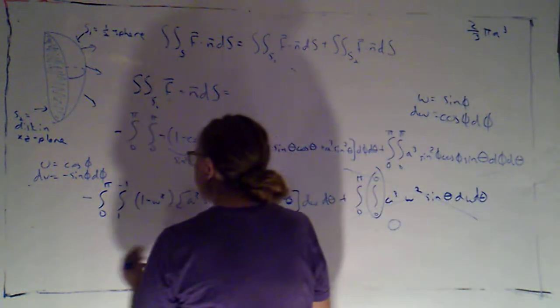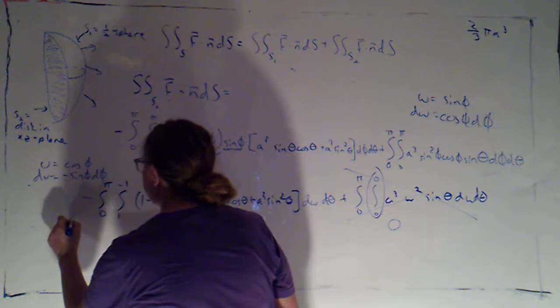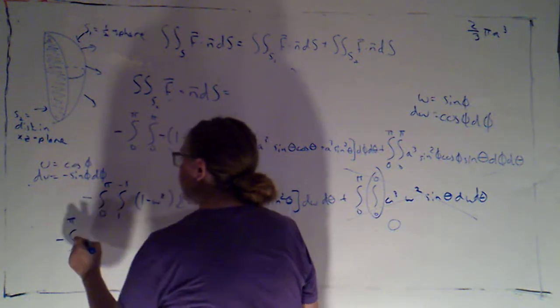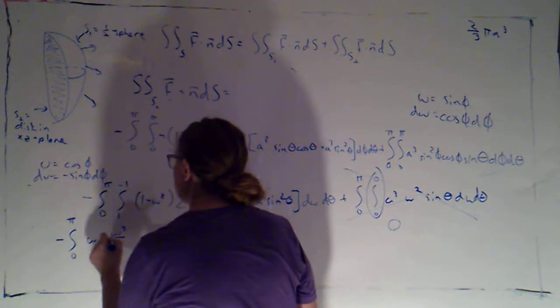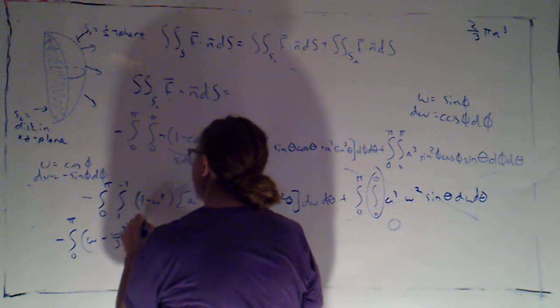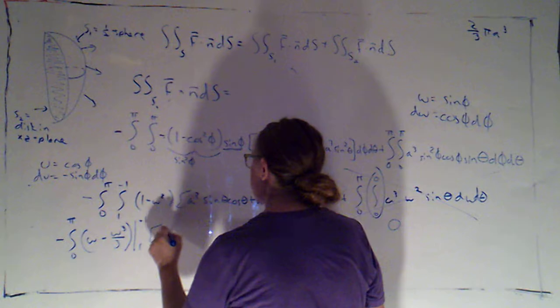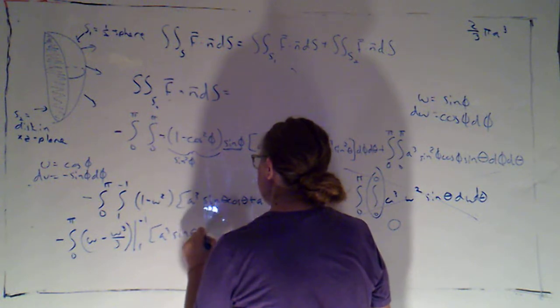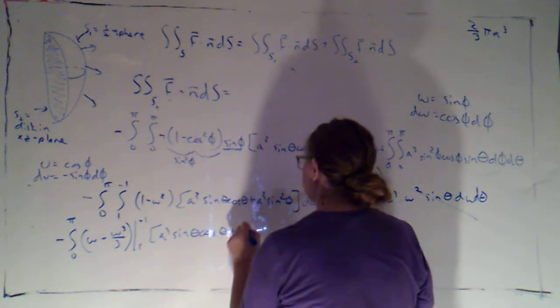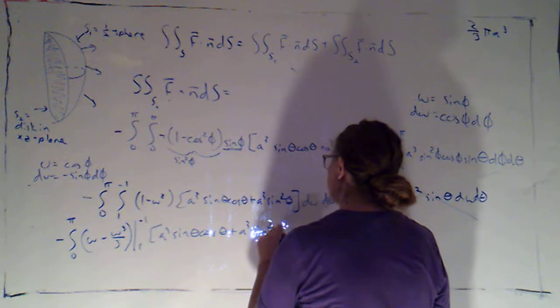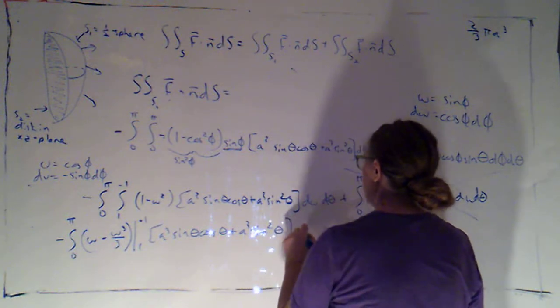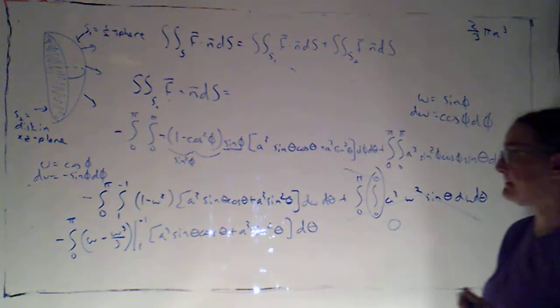Okay, so that's going to be negative, integral from 0 to pi. I'm going to get here u minus u cubed over 3. That's evaluated between negative 1 and 1. And then times a cubed sine theta cosine theta plus a cubed sine squared theta. And we'll have to integrate that d theta.